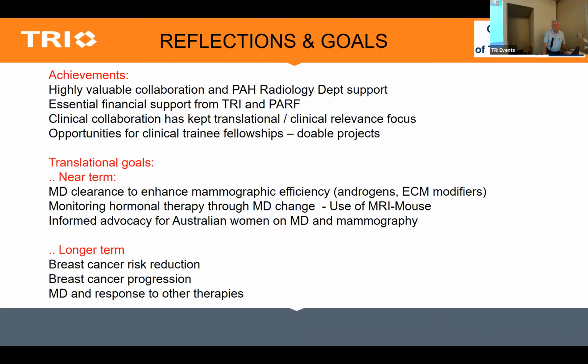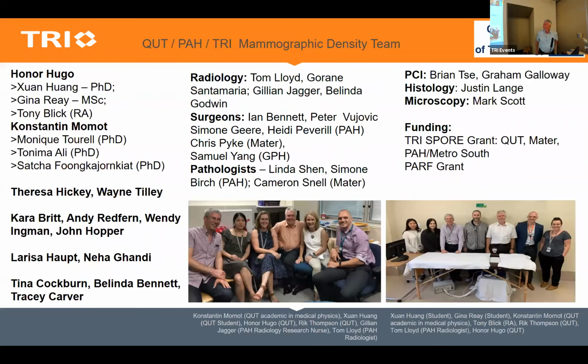Longer term, it would be great if we could have breast cancer risk reduction. Maybe androgens aren't as bad, and they could actually help. And certainly that's what Steve Birrell thinks. Breast cancer progression, I didn't touch on it, but breast cancers that arise in dense tissue do progress faster than those with low dense tissue, and respond differently to other therapies.